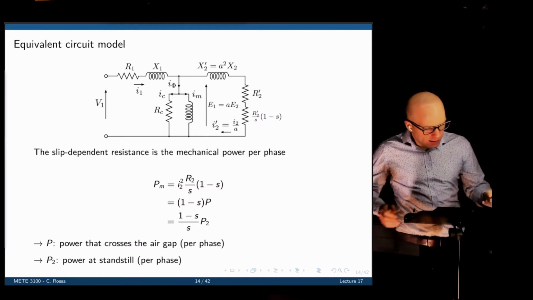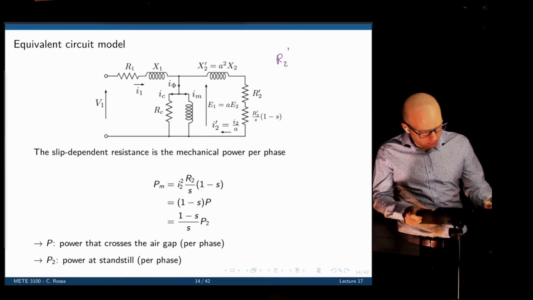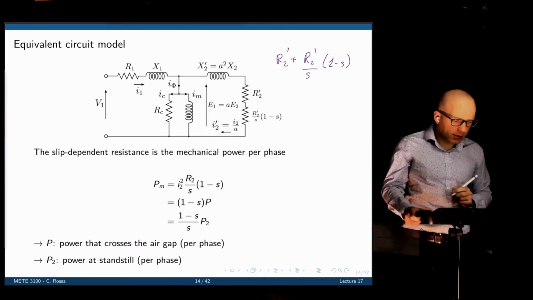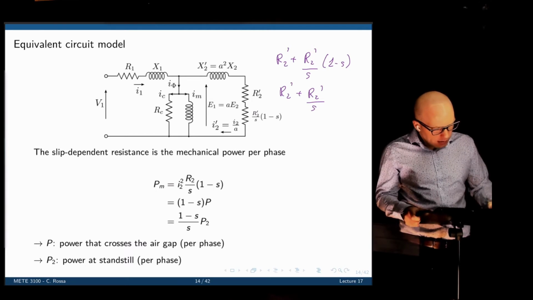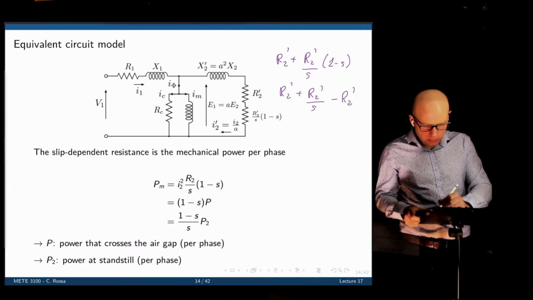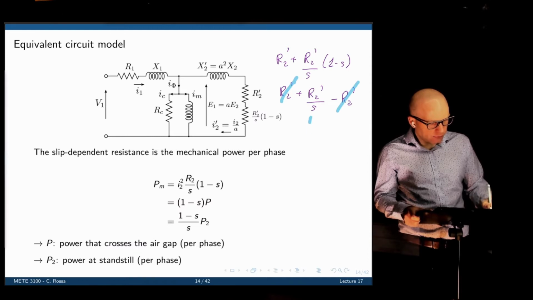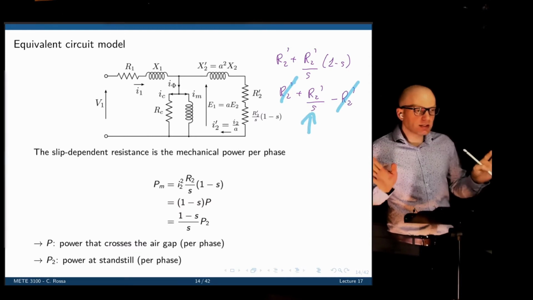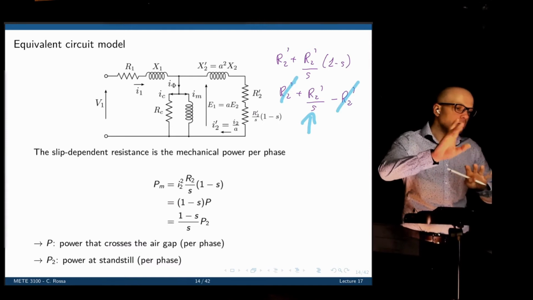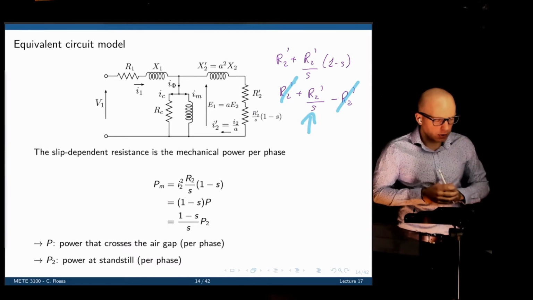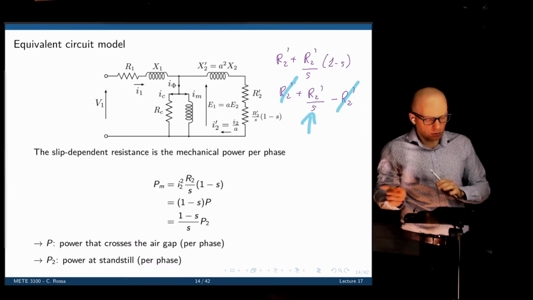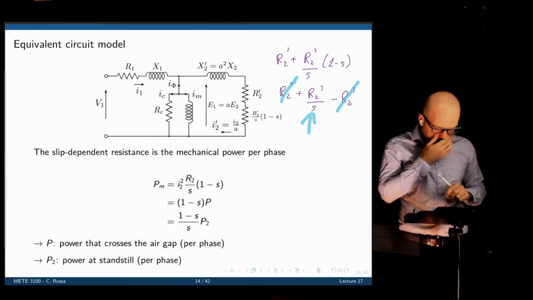This is the same circuit. If you add these two together, we have R2 prime plus R2 prime over S times 1 minus S. If we expand this, what do we get? R2 prime plus R2 prime over S minus R2 prime. This cancels that, and you are left with the same term we had before. All right. So this is the same circuit, but you are now splitting the load into two components just to represent the power loss and the actual power converted into mechanical power. So if you add these two impedances, we go back to the same circuit, just to re-emphasize the idea.